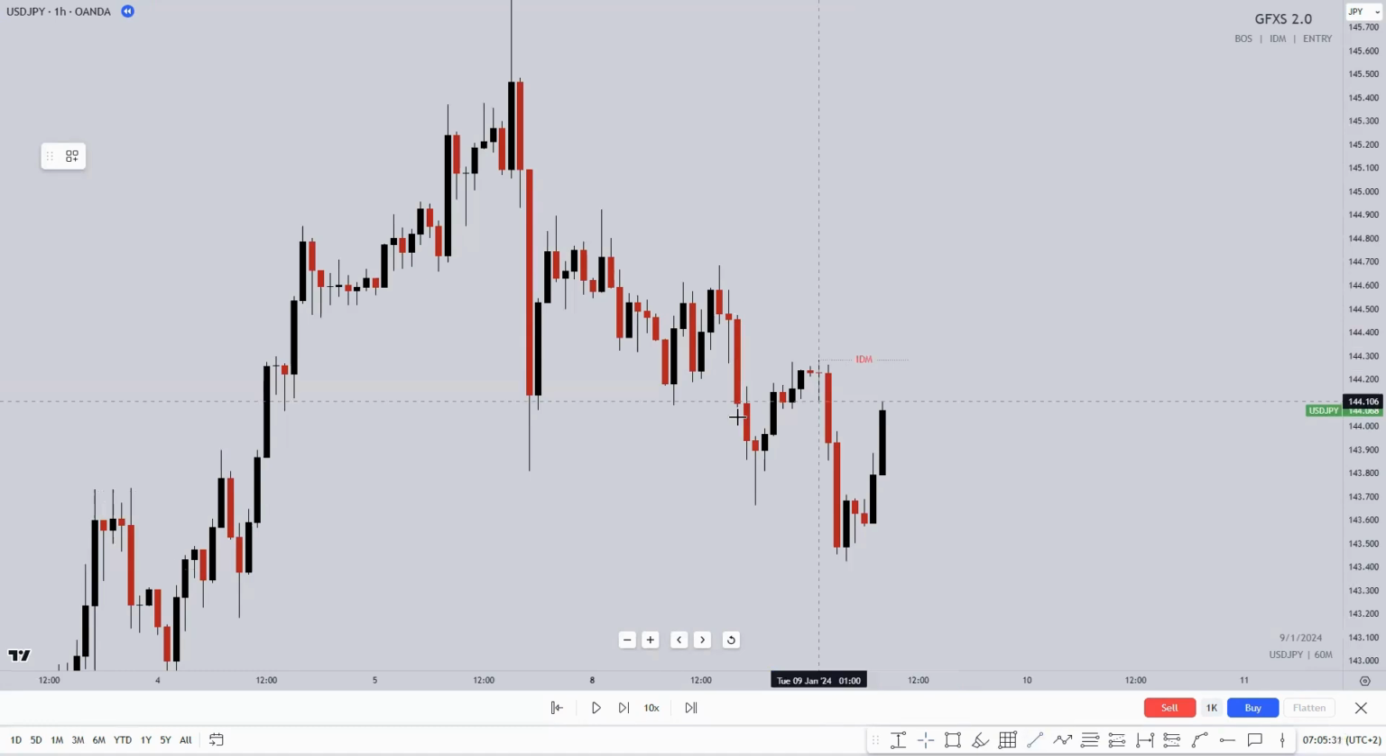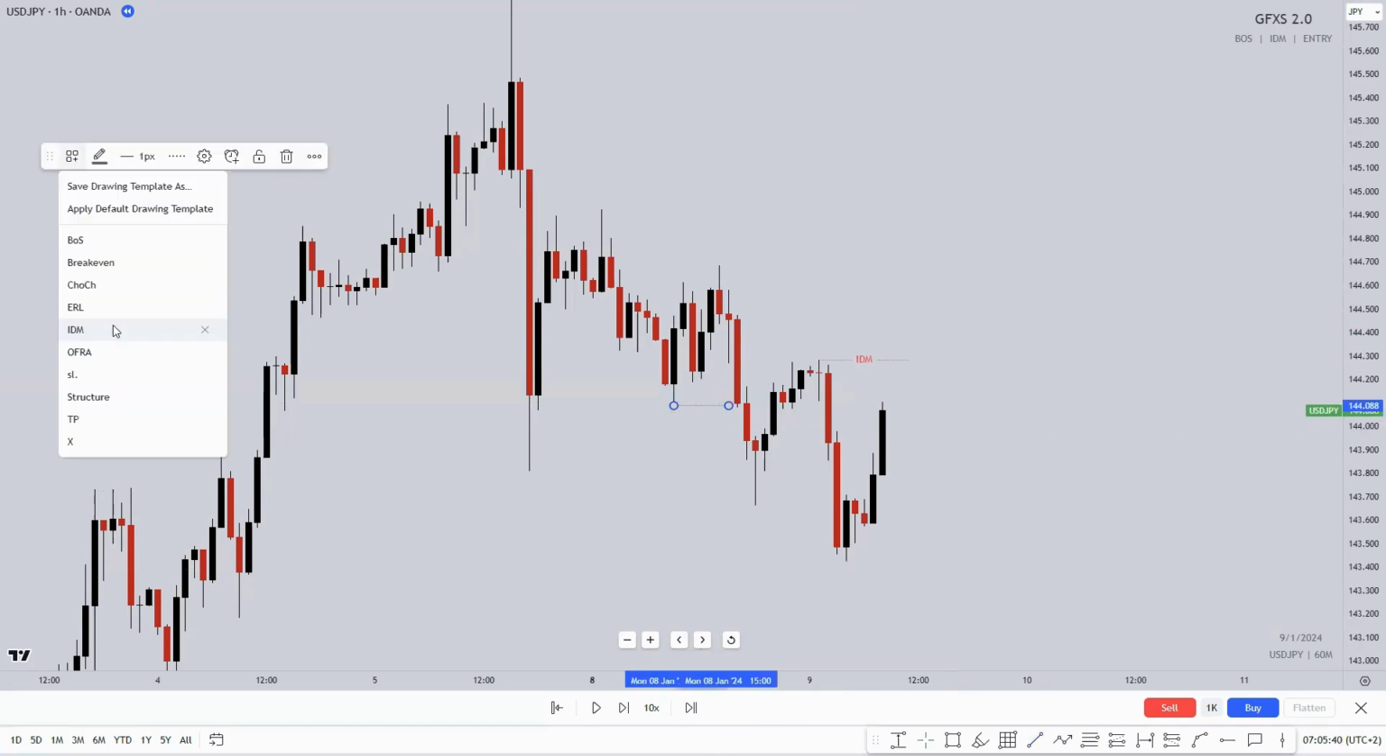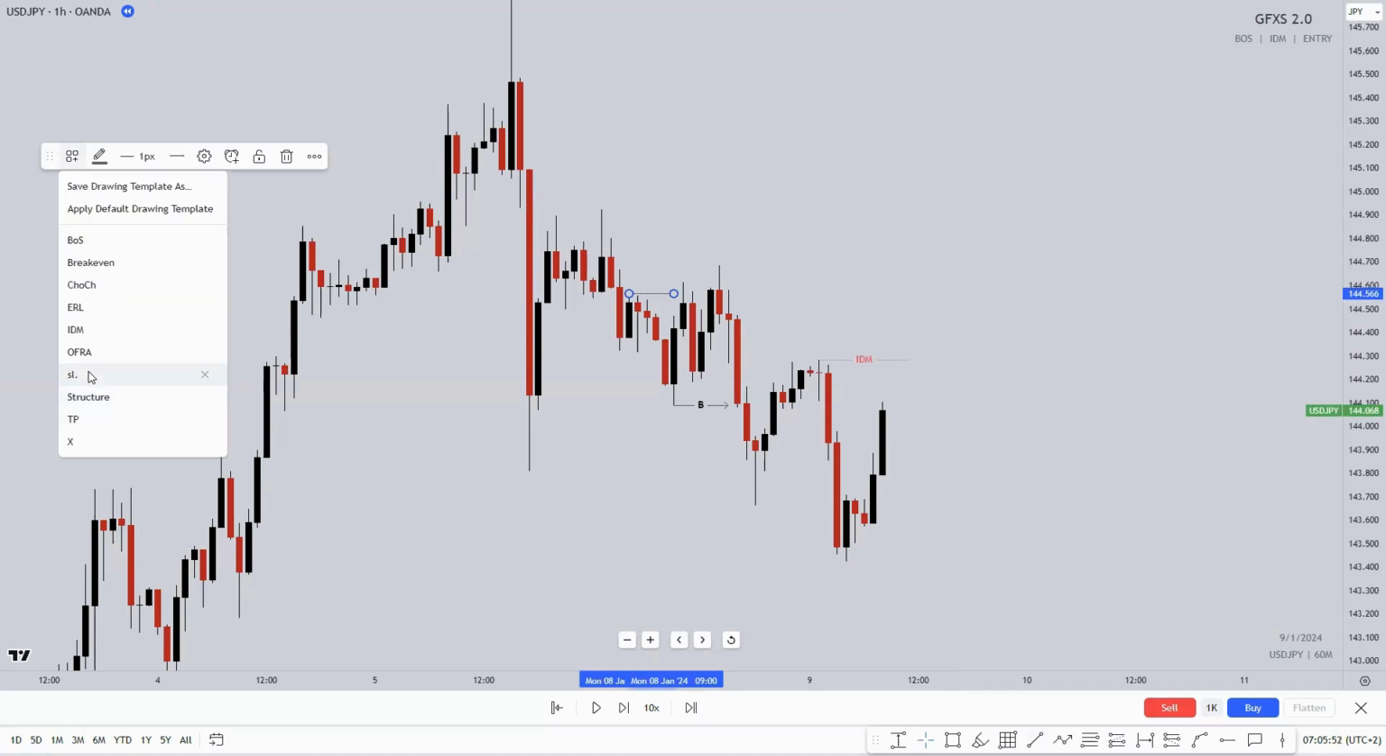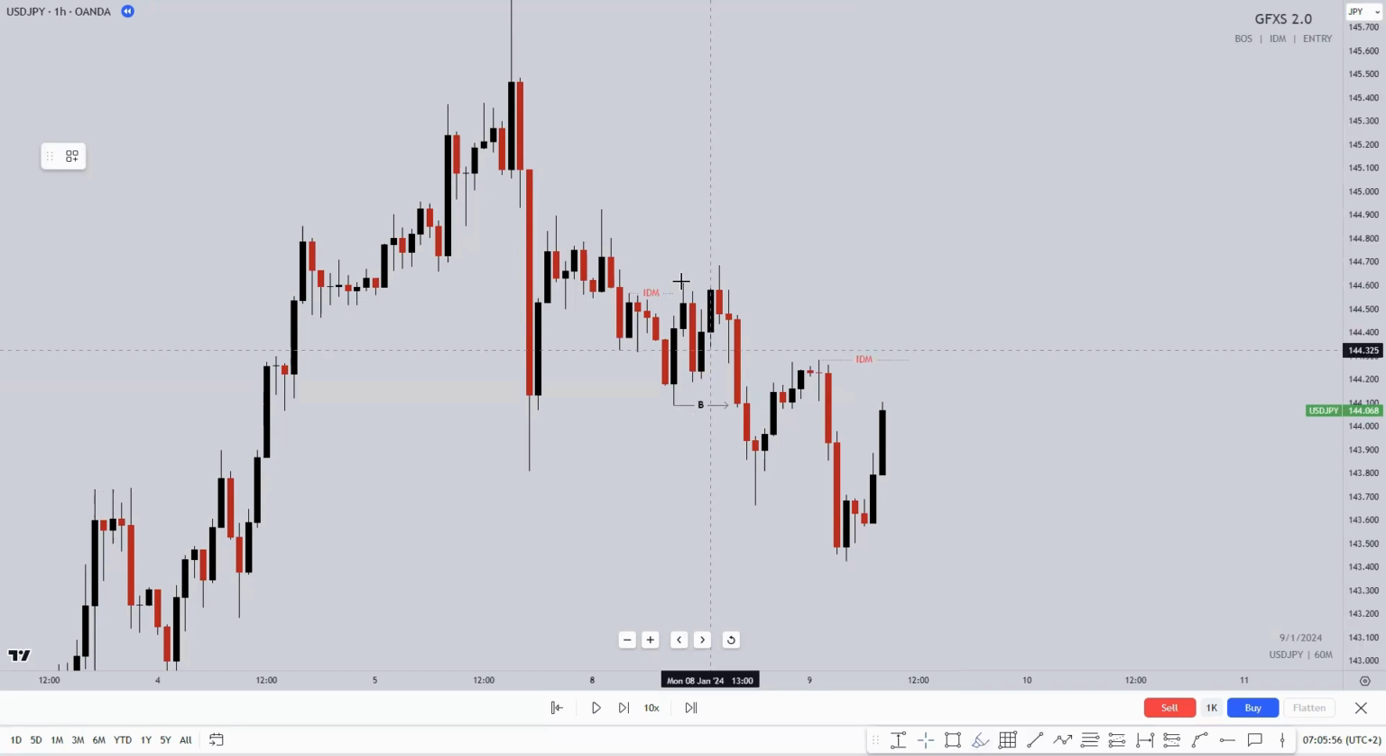If we go on our left-hand side, we will be able to identify that this is a break of structure to the downside. This is a valid break of structure because it has taken inducement. This inducement level is not visible on the 1 hour, but when we go down on the lower time frame, you'll be able to see why it's inducement. When you take the inducement, you validate this low, and when you break structure to the downside, you validate this high.